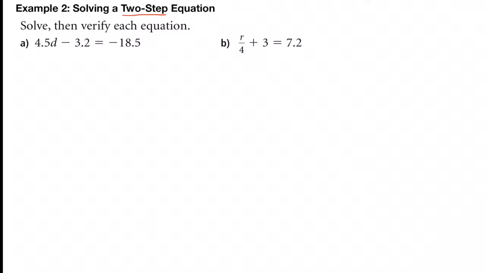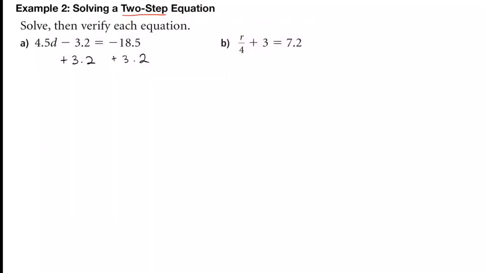We have an equation here, 4.5d minus 3.2 equals negative 18.5. Remember, the goal is you want to get rid of everything that's attached to the variable. So the first thing I want to do is get rid of this negative 3.2. The opposite of negative 3.2 is positive 3.2. But you've got to remember that whatever I do to one side, I need to also do to the other side. So I need to add 3.2 to this side.